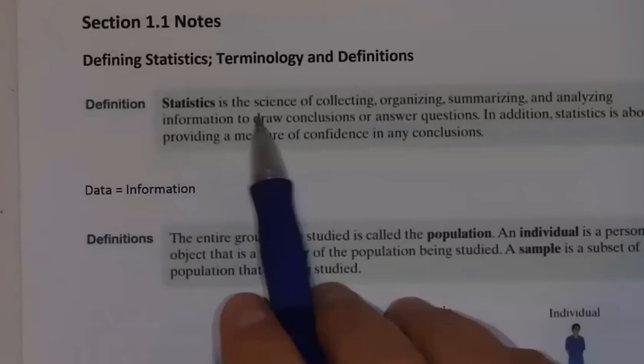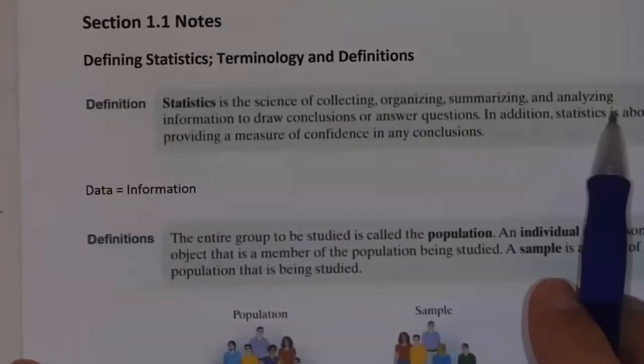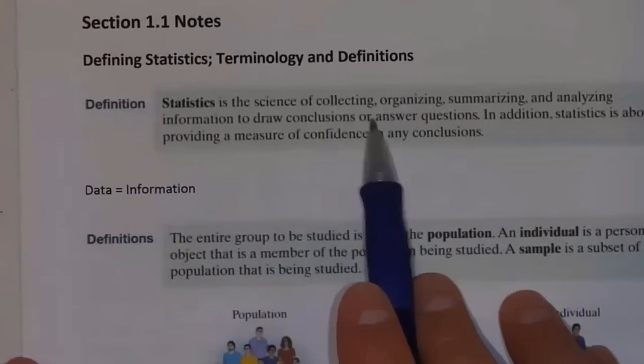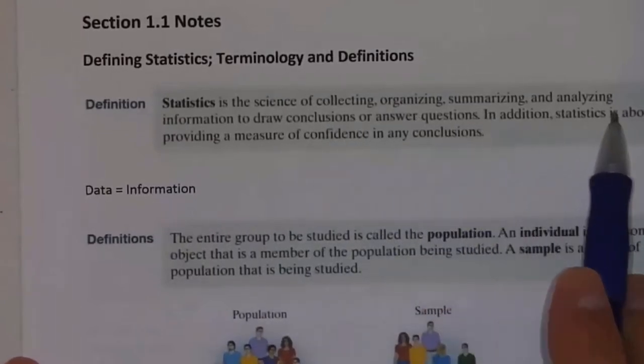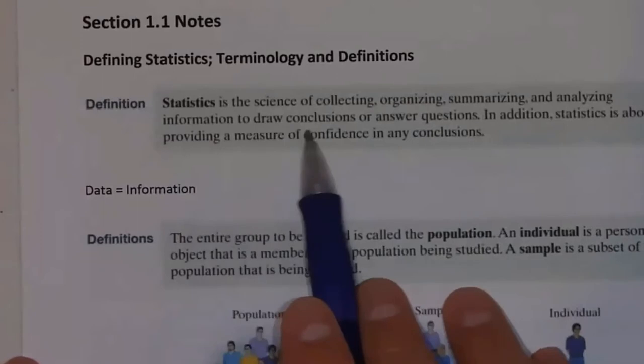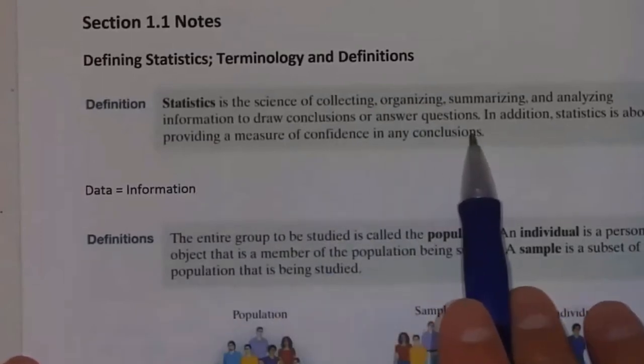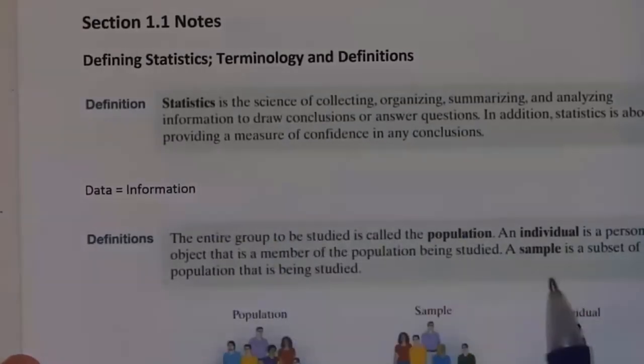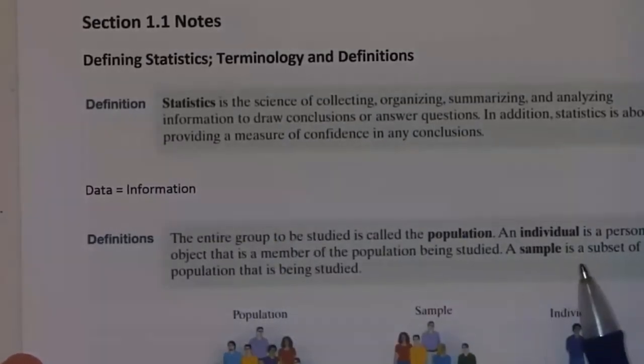So if you look here at this definition that I have here on the screen, statistics is the science of collecting, organizing, summarizing, and analyzing information to draw conclusions or answer questions. In addition, statistics is about providing a measure of confidence in any conclusions. So that's basically what we're going to be learning this semester in this course.